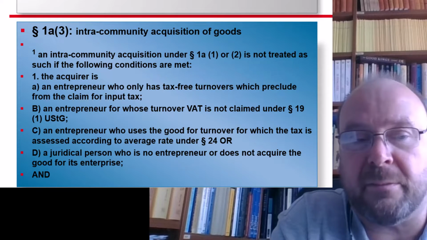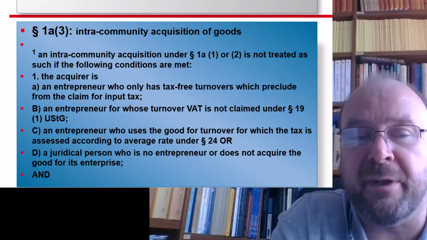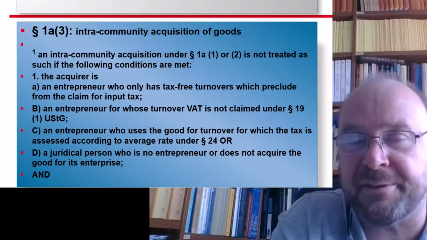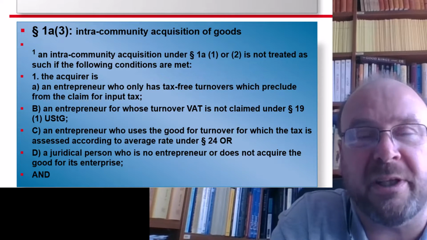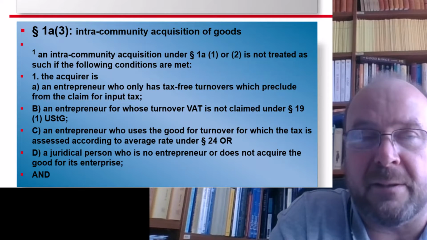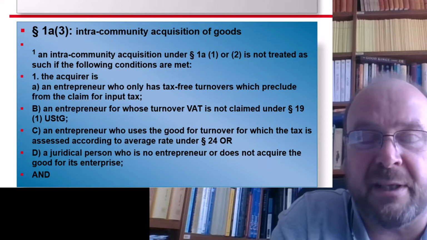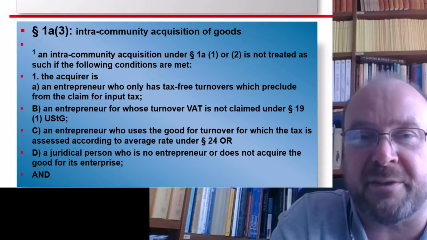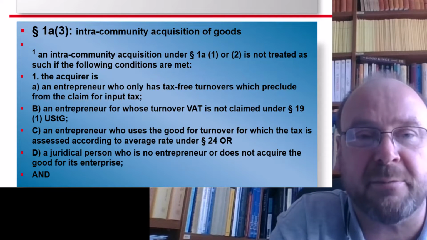And indeed, look at the list. If the acquirer is A, an entrepreneur who has only made tax-free turnovers up to now, which preclude the claim for input tax. What does that mean? If you have, let's say, a medical doctor who only makes medical treatments free of tax, this entrepreneur then does not have to pay any output tax, and this entrepreneur also does not have to claim any input tax, because free output cancels input tax.